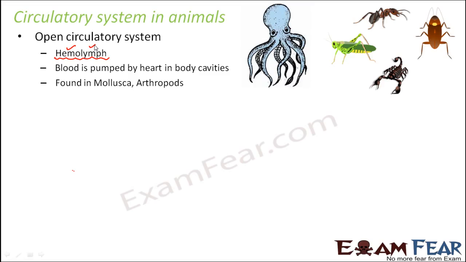So, in this kind of circulatory system, what happens is that the organs bathe in blood. So blood is not enclosed in tube-like structures, but instead blood is present everywhere. I mean, all the organs are something like they are floating in the blood. So blood is pumped by the heart into body cavities. So the tube-like structures or the blood vessels are absent in open circulatory system. So this kind of circulatory system is found in mollusks and arthropods, for example, the octopus or the insects. In all these you have the open circulatory system.